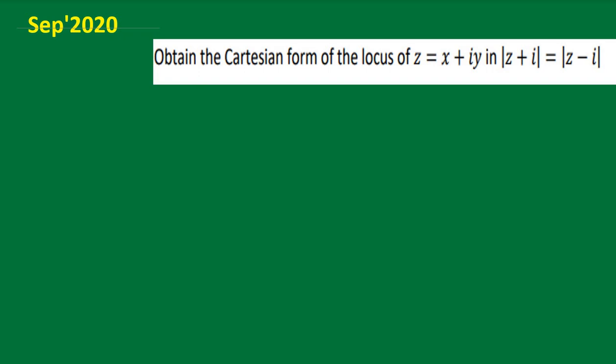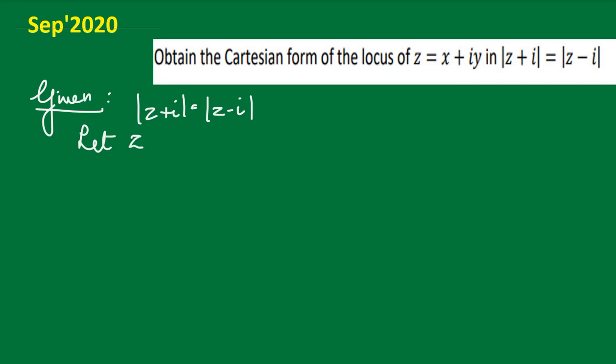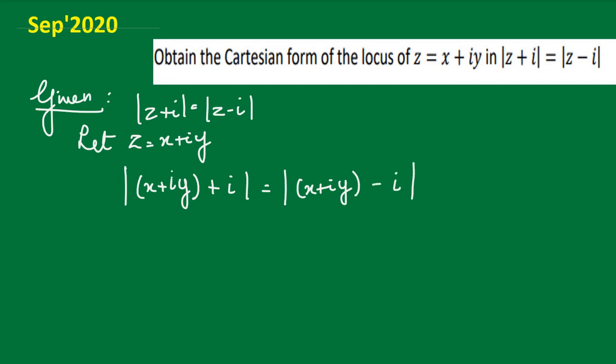The next question: obtain the Cartesian form of the locus of z, given modulus of z plus i is equal to modulus of z minus i. Let z be equal to x plus iy. Now substitute for z as x plus iy, we get modulus of x plus iy plus i is equal to modulus of x plus iy minus i.